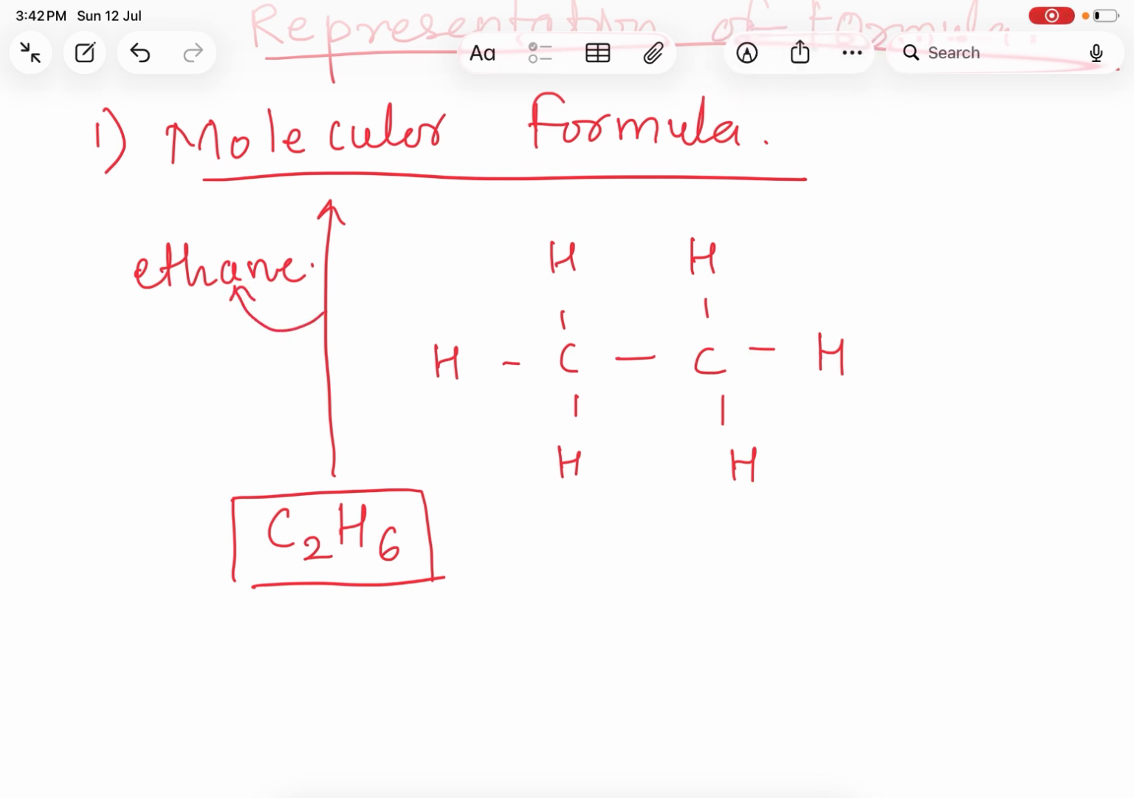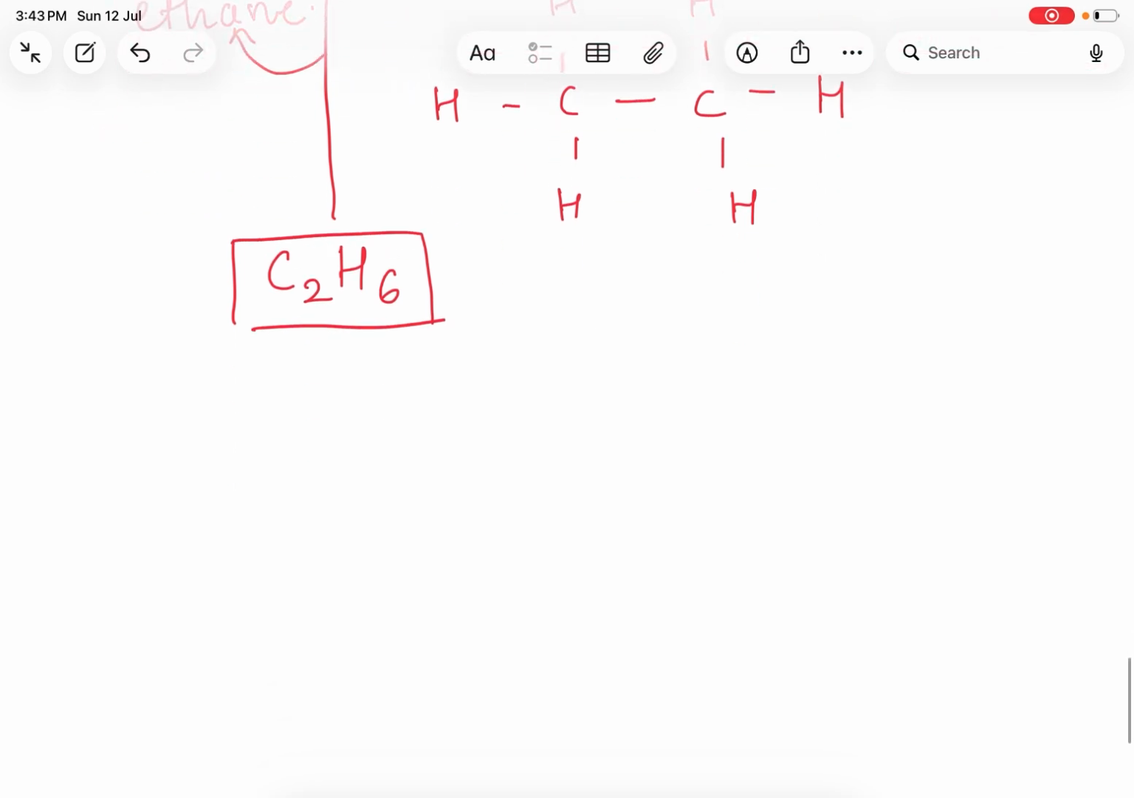From this molecular formula, I don't exactly know how the carbon and hydrogen are bonding with each other, but this is the total number of atoms which are present in a compound. The total number of atoms of different elements present in a compound is known as the molecular formula. Next way of representing is a displayed formula.